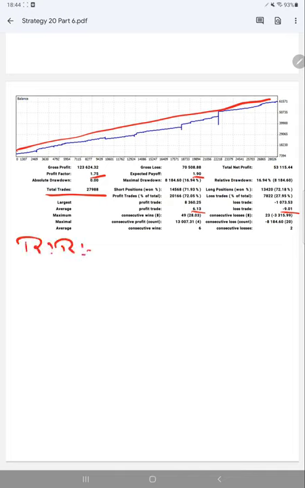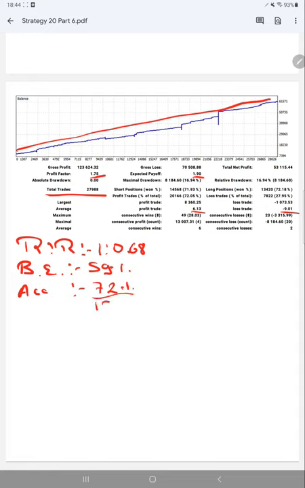So the risk reward ratio for this strategy is 1:0.68, and the break even point that we have calculated from average profit and loss is around 59%. So comparing with the current account accuracy of 72%, we are almost up by 13% over the requirement.